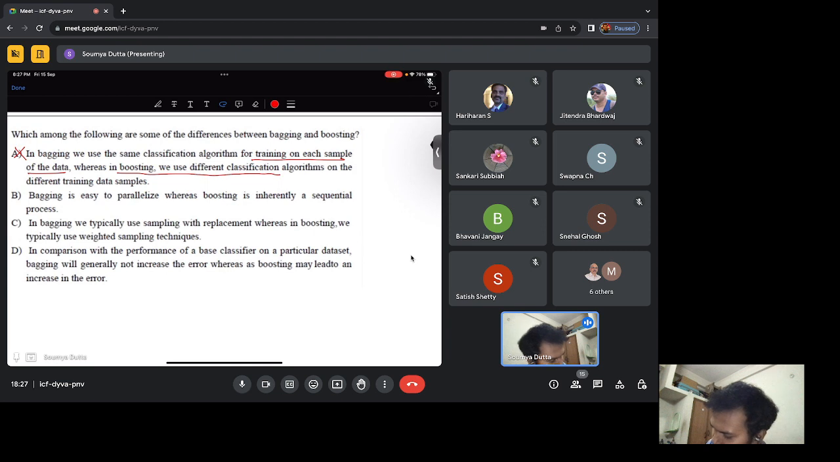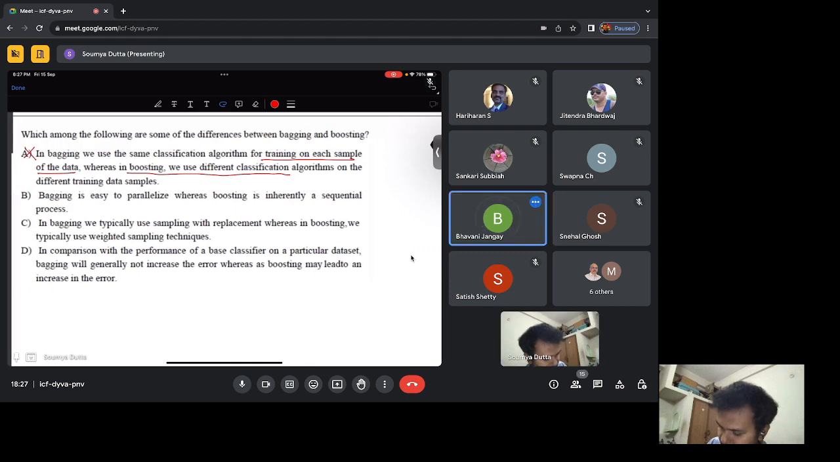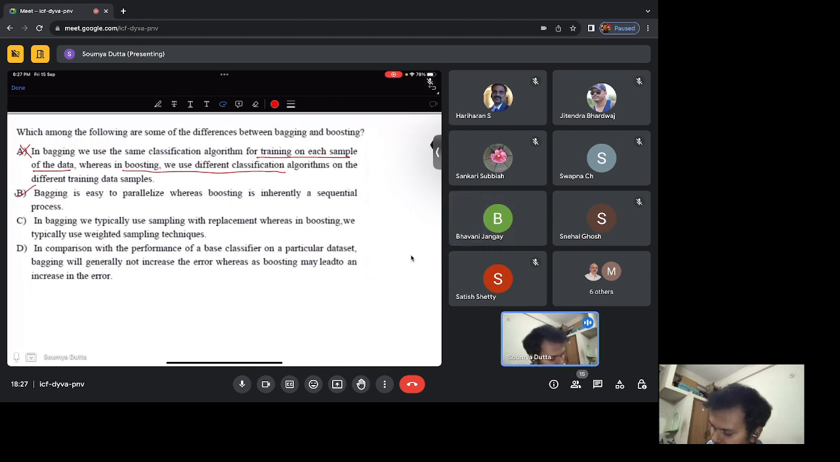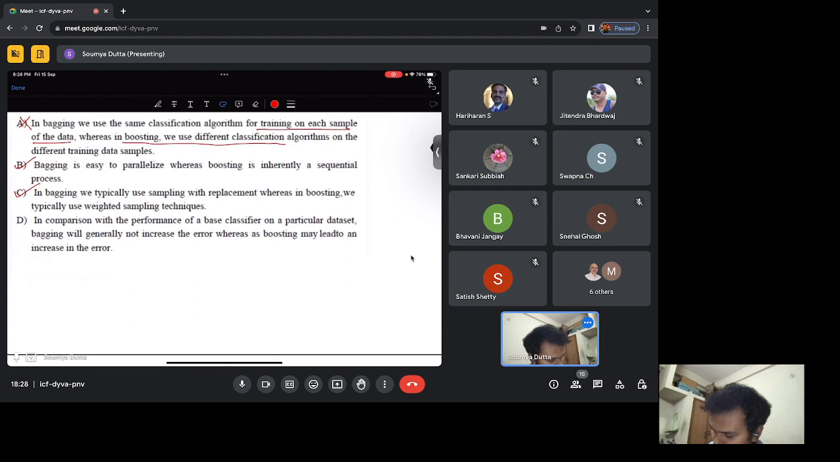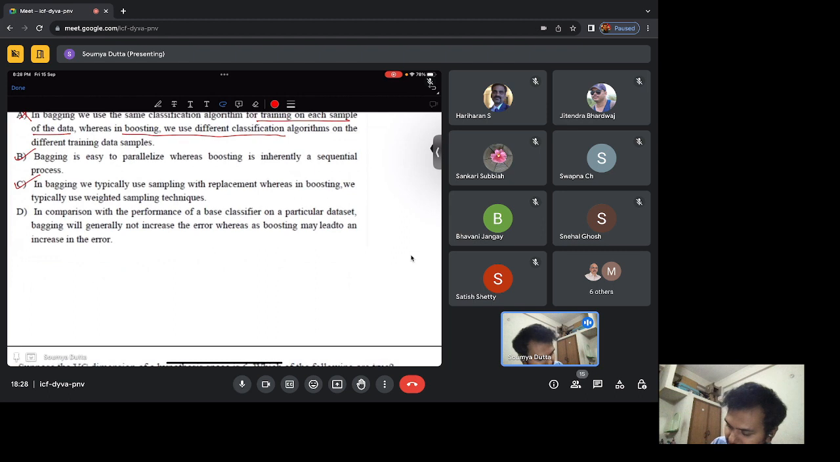Bagging is easy to parallelize, whereas boosting is inherently a sequential process. Is this correct? Yes, sir. Right, and in bagging we typically use sampling with replacement, whereas in boosting we typically use weighted sampling techniques. Is this correct or not? Correct. Right, and in comparison with the performance of a base classifier on a particular data set, bagging will generally not increase the error, whereas boosting may lead to an increase in error. Is this correct or wrong? Right, so this is actually correct.